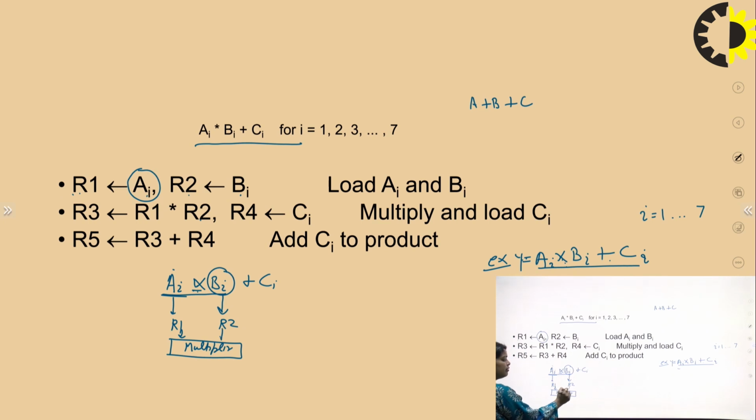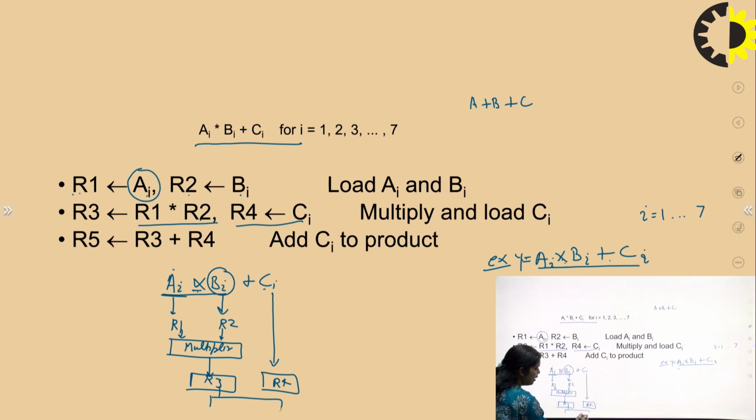This particular result goes out here, and whatever the result is, this value will be stored in R3. R3 stores the result of R1 and R2, and at the same time CI will be stored in R4. This CI will also be stored in some register. Now, whatever result is coming from R3 and R4, what can you use?